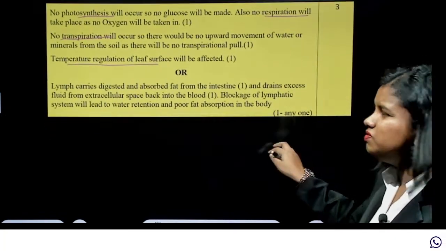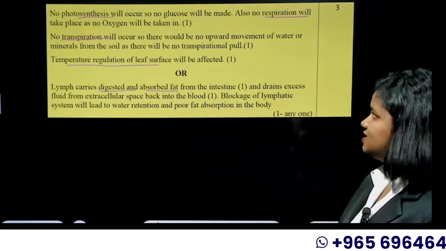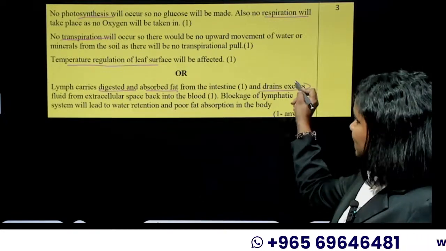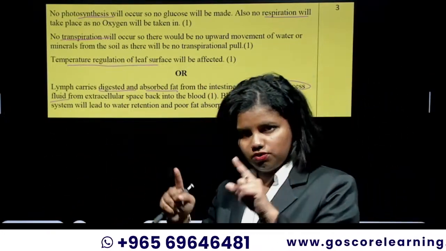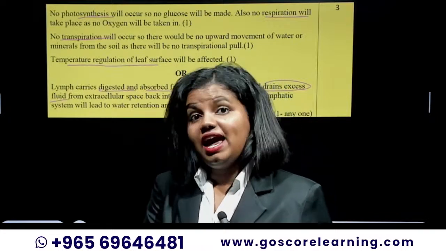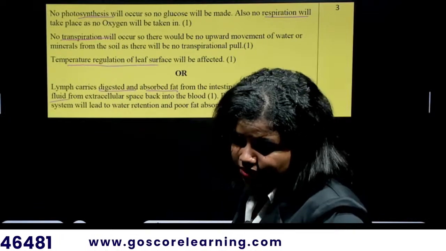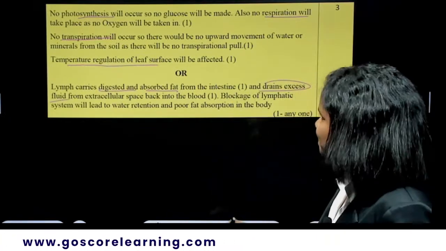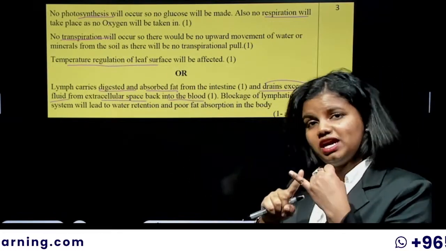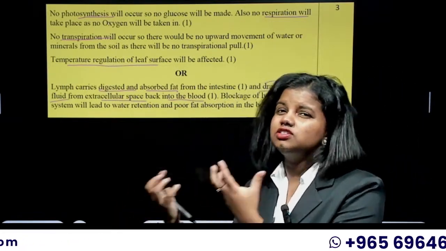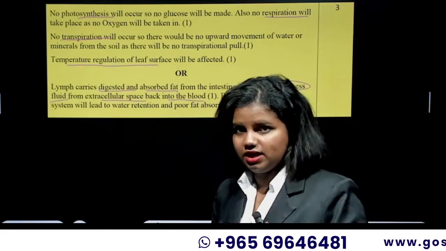So lymph is the one which is carrying the digested absorbed fat from your intestine. So it drains excess fluid from the extracellular space. The lymphatic fluid, that lymph itself, has excess fluid which is coming from the extracellular space, and it will give that fluid back into the blood. That's one major purpose of lymph, taking out the extra fluid from the outside cell space and giving it back to the blood. One purpose.